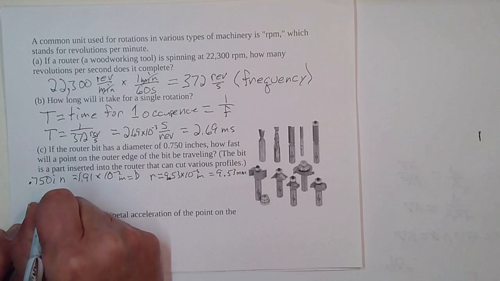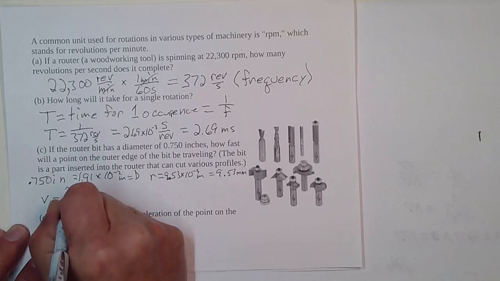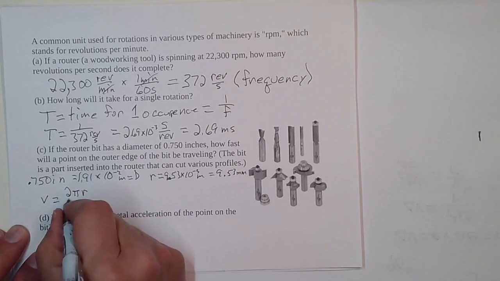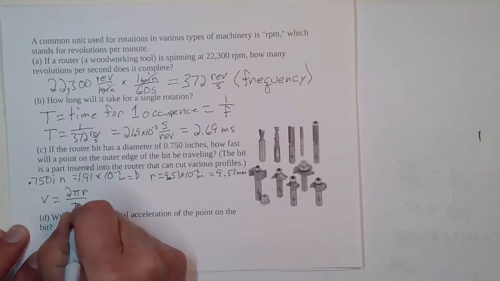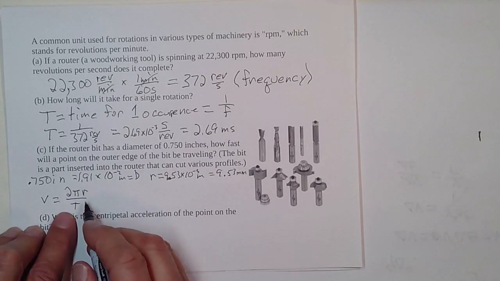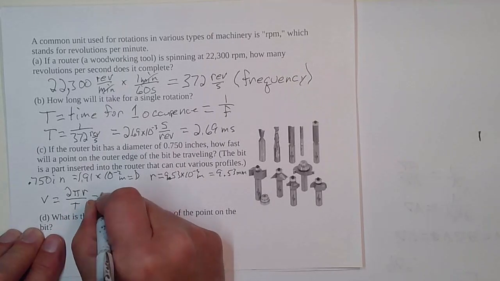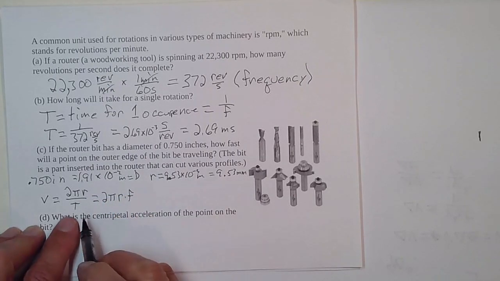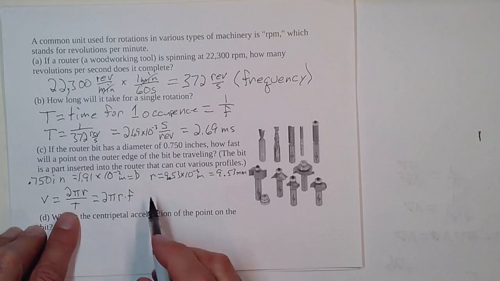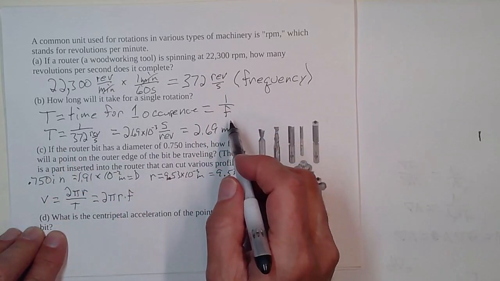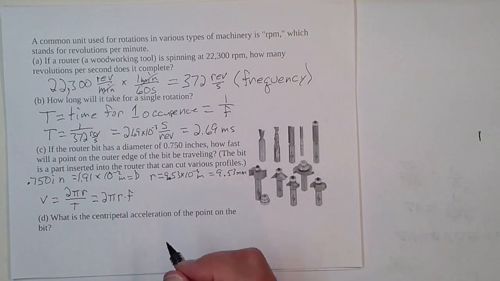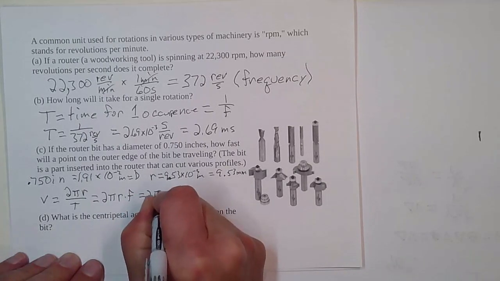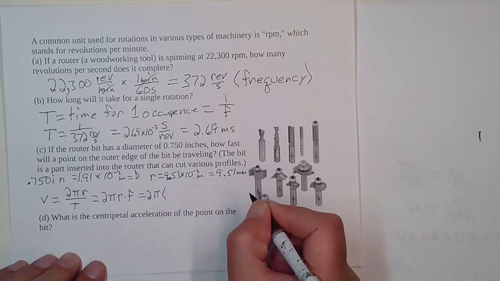And so the speed in this case will equal 2 times pi times r, that's the circumference of a circle, divided by the period of this thing. Or you can actually do it with 2 times pi times r times the frequency, because 1 over the period is the frequency. The period is the reciprocal of the frequency, and the frequency is also the reciprocal of the period.